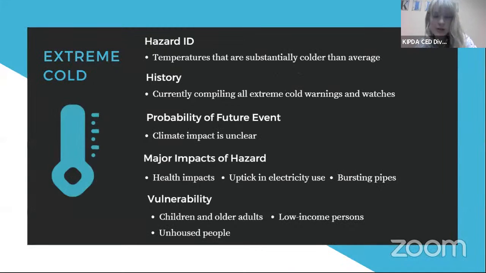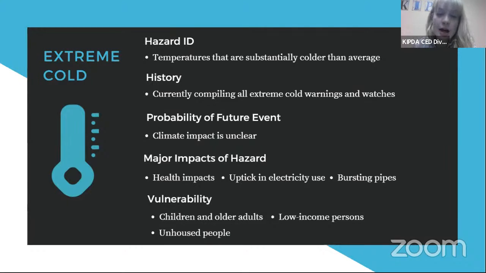And then leading from extreme heat, we go to extreme cold. So as you would assume, extreme cold is temperatures that are substantially colder than average. And our history here, we're currently compiling all extreme cold warnings and watches. The probability of extreme cold in the future right now is unclear. It's unclear how climate change is going to impact our number of extreme cold events.